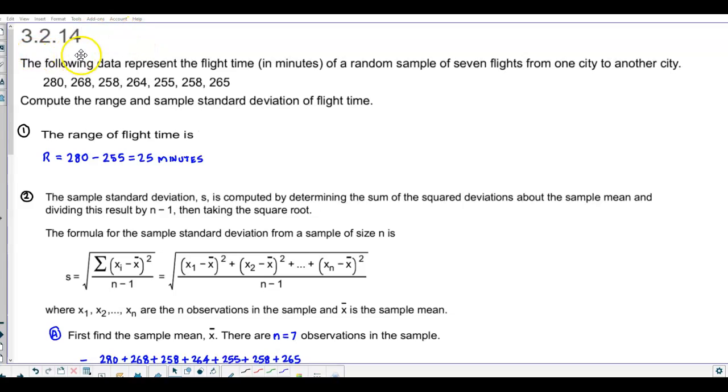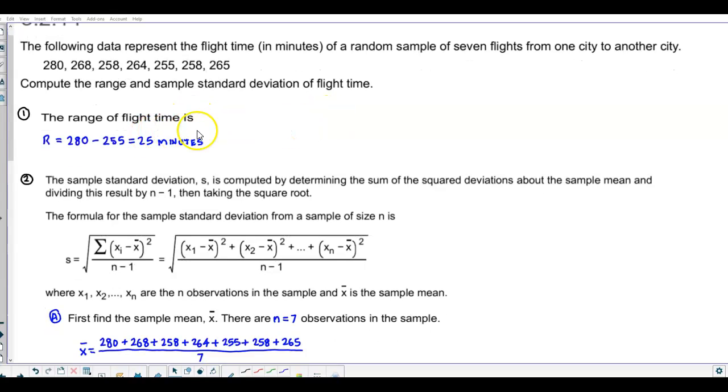Section 3.2.14. The following data represent the flight time in minutes of a random sample of 7 flights from one city to another city. Here are the numbers. We have 280, 268, 258, 264, 255, 258, and 265. We have a total of 1, 2, 3, 4, 5, 6, 7. We want to compute the range and the sample standard deviation of the flight time.